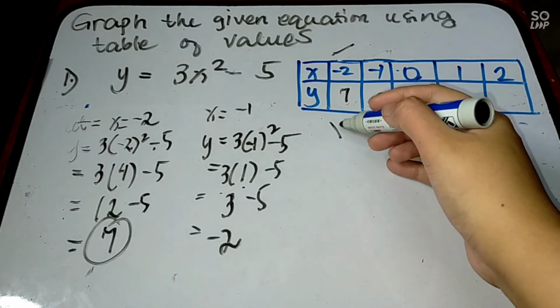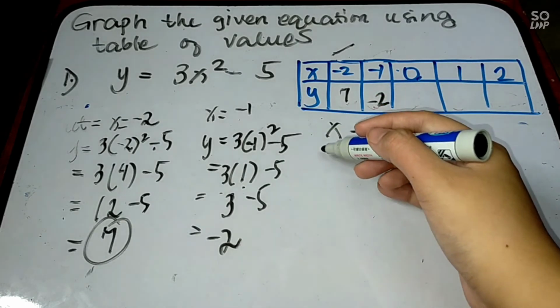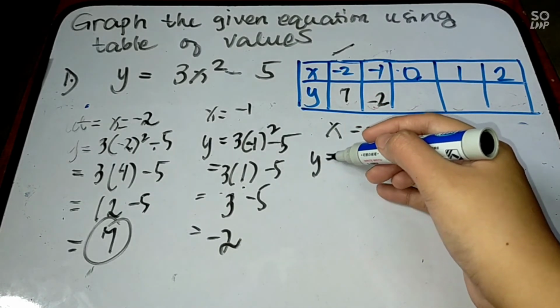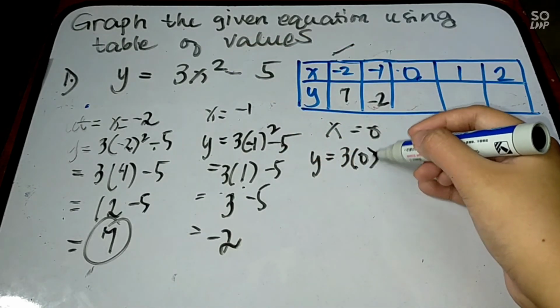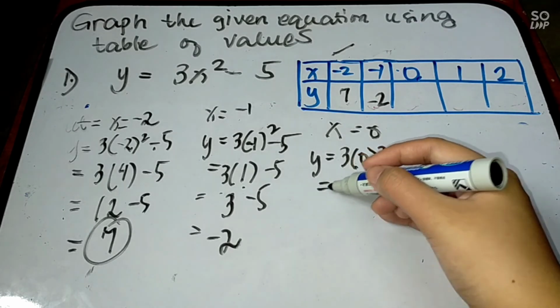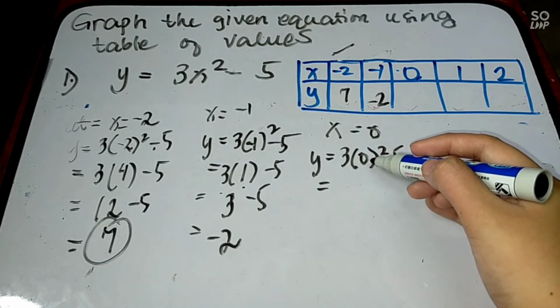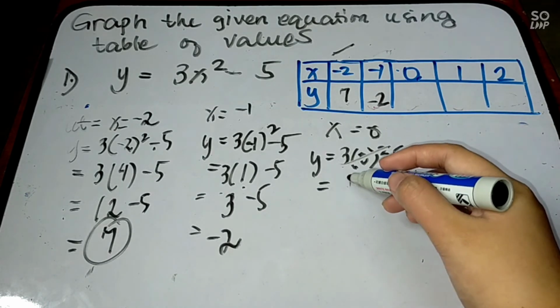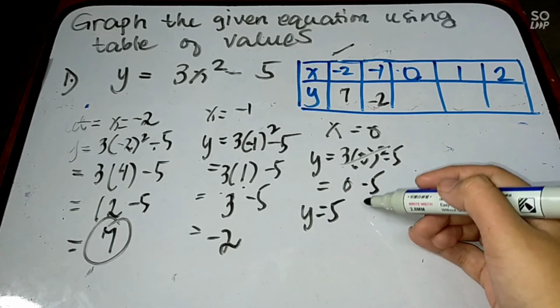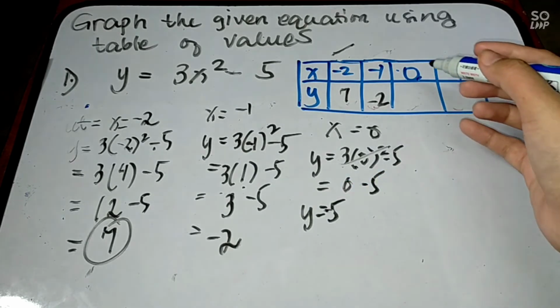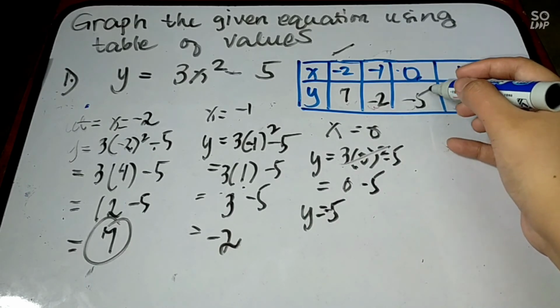Next tayo. X is equals to 0. We have here y is equal to 3 times, so yung x mo magiging 0 squared minus 5. It is equal to 3 times 0 squared, the answer here is 0. 0 minus 5 na siya. So, y is equals to negative 5, sorry. So, yung katapat ni 0 dito is negative 5.